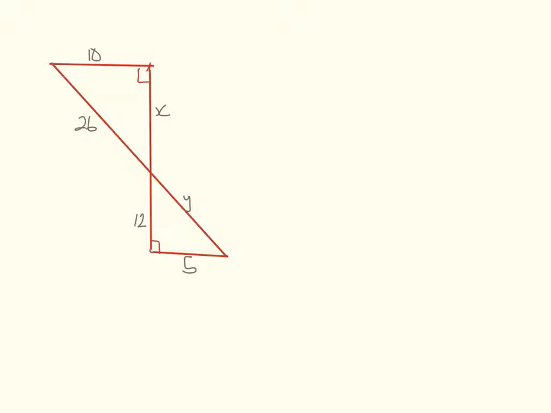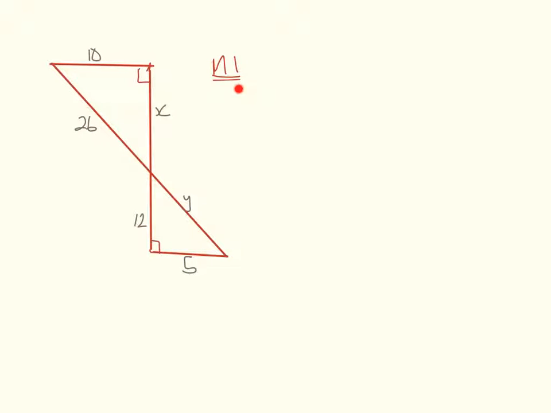So for my method 1, if they are similar, then this is true. I'm going to go and find x first. Okay, so as we say, this is true. Let's remind ourselves where we should be looking. So 5 and 10 are corresponding.